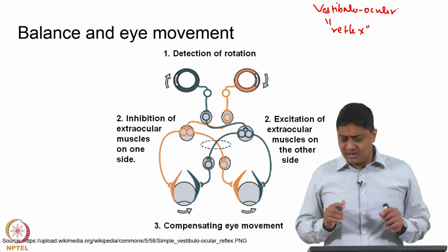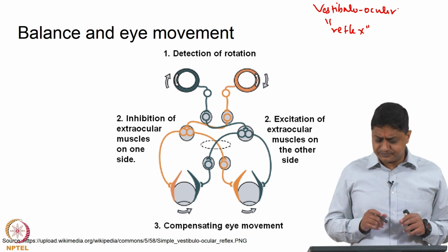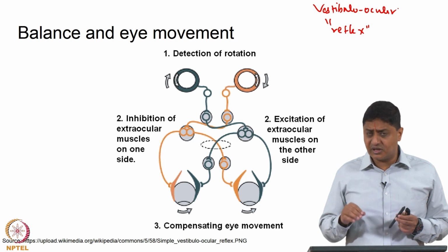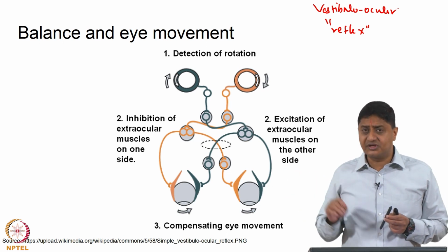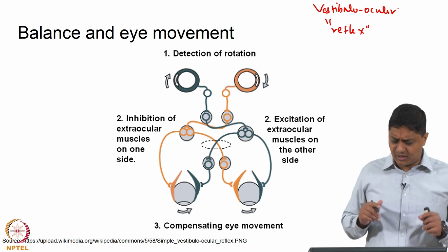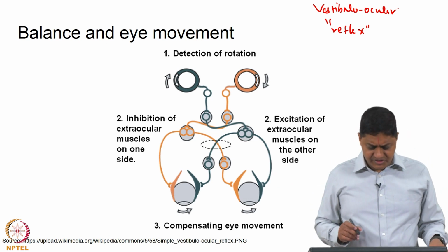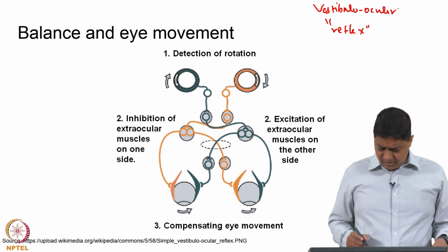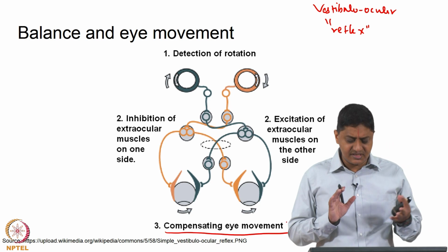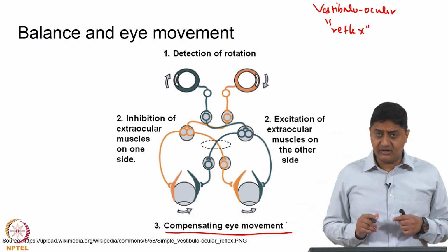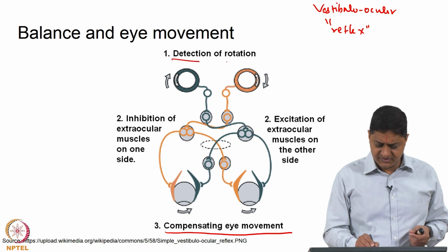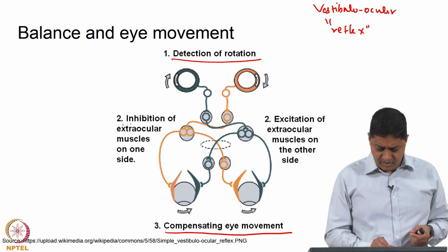It is very easy for healthy individuals to fixate on objects or to perform smooth pursuit actions while they are moving their head. This is a very normal thing. So, how is this accomplished? By performing compensatory eye movements through relative inhibition and excitation of the extraocular muscles on either side. Okay, so this is called the vestibulo-ocular reflex.